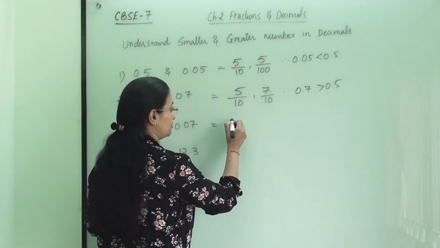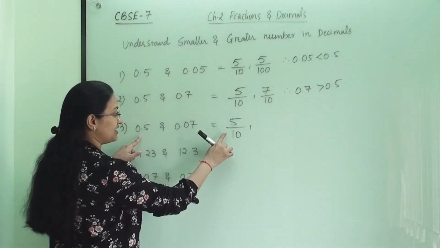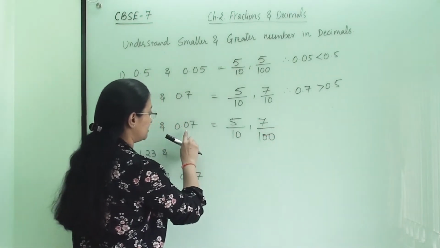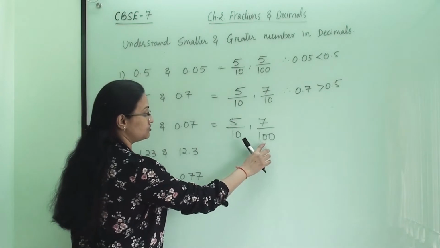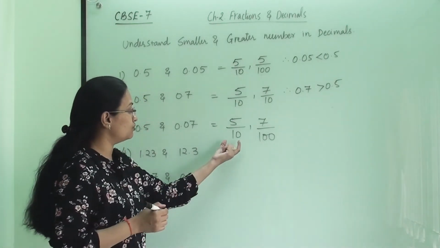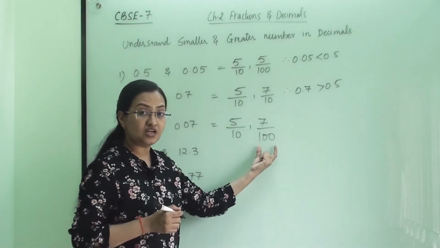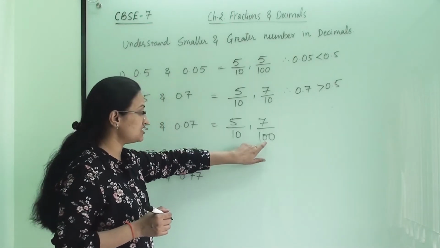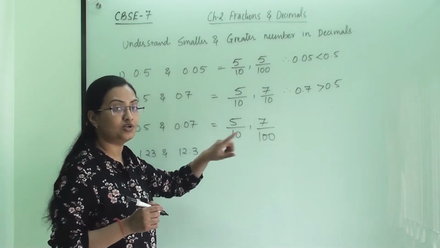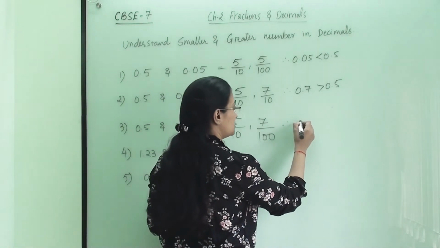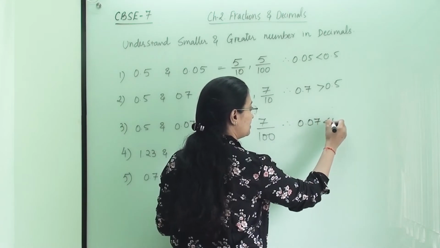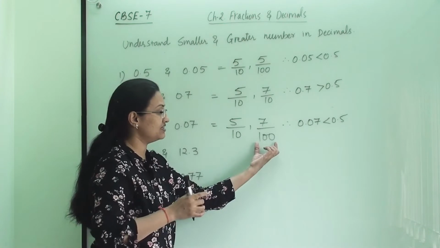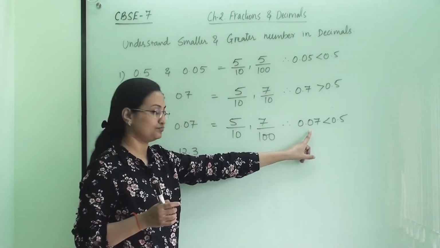Let us convert them into fractions: 5 divided by 10 and 7 divided by 100, because there are two digits after the decimal, so 100 is there. First we have to look at the denominator. Whose denominator is greater, that number will be smaller. So this number is smaller because its denominator is 100. So 0.07 is smaller than 0.5.